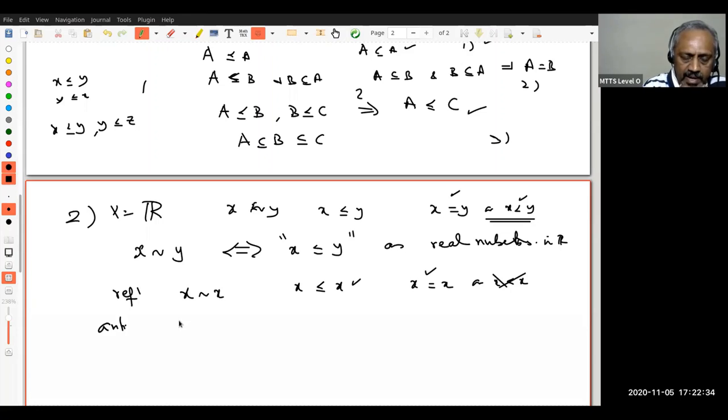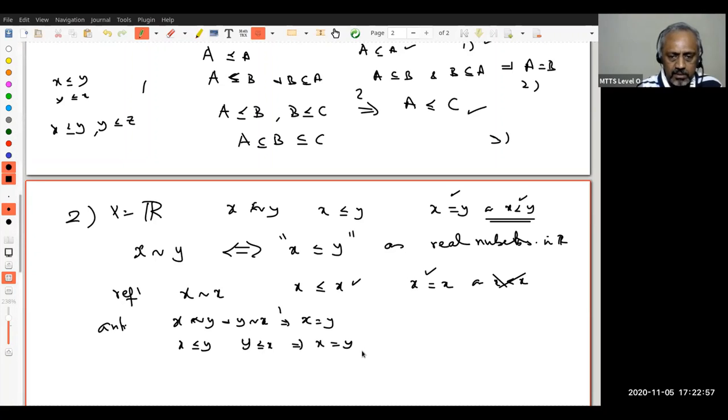Next is antisymmetric. Antisymmetric, what does it say? If x is related to y and y is related to x, then x must be y. Is that true? Yeah. But what does x is related to y mean? That is x is less than or equal to y. What does y is related to x mean? That means y is less than or equal to x. Then we know that means x equals y, right? Therefore, antisymmetric is also true.